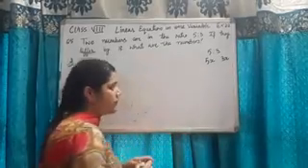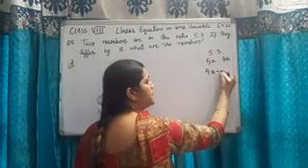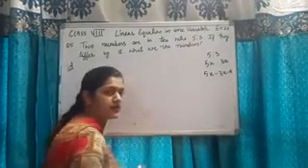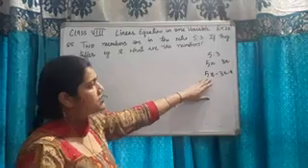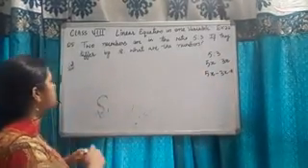5x and 3x. In dono numbers ka difference means 5x minus 3x. Kitna diya hua hai? 18. Same way, humne linear equation jaise equation solve kiya as it is, waise humne inko solve karna hai. So let us start the question.